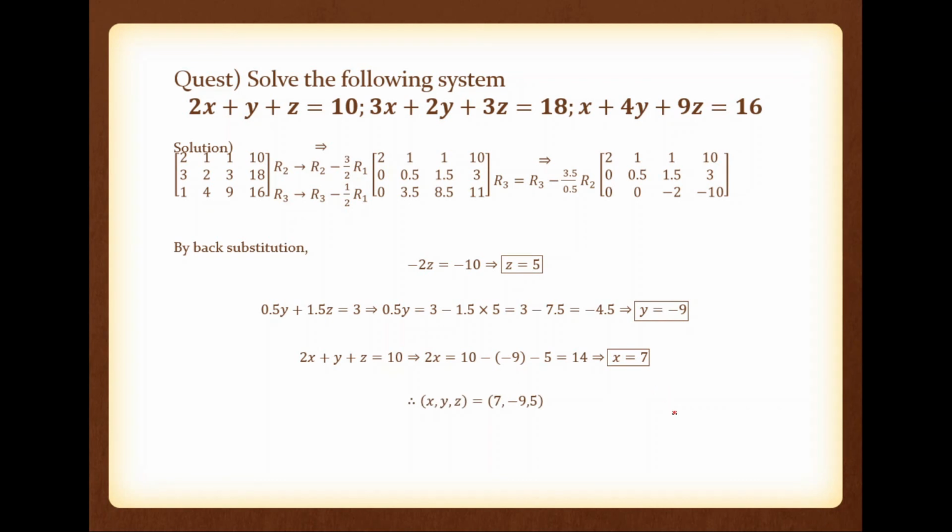So that one is the solution. The numerical solution of the given system is 7, minus 9, 5. But you have to verify by substituting these values into the equations. If the first equation gives 10, the second equation gives 18, and the last equation gives 16 with these x, y, z values, then the solution is correct. So this one is the solution of the given system by using the Gaussian elimination method. Okay, thank you.